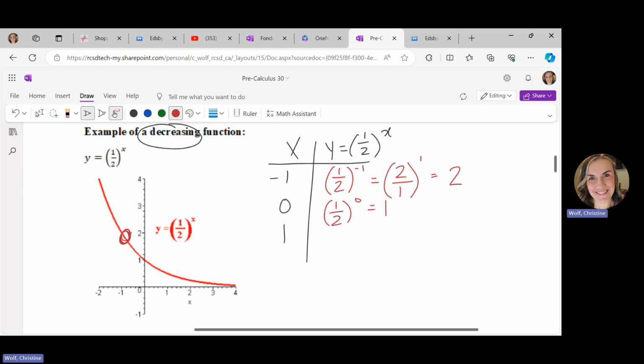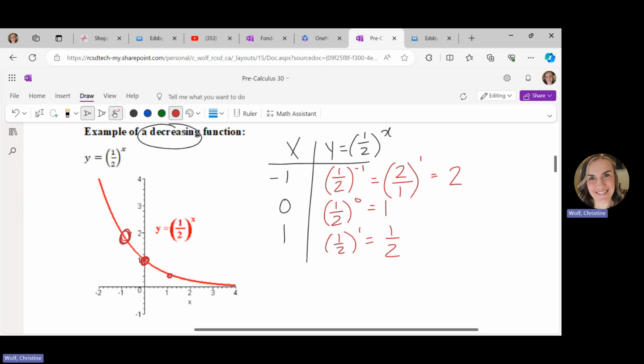All right. Next one, 1/2 to the power of 0. Anything to the power of 0 is 1. So when x is 0, y is 1. And finally, 1/2 to the power of 1. Well, who cares? It's just 1/2. So when we get to x is 1, we're down to about y being 1/2. Okay, so that's an example of where your values decrease.